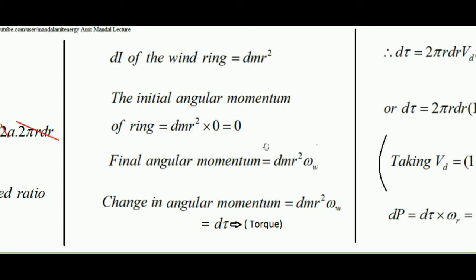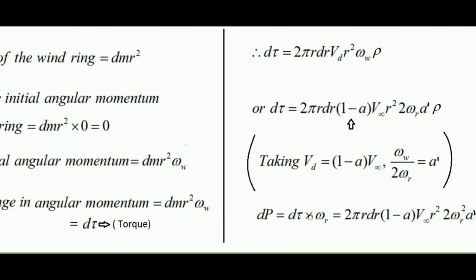Now what is the change of momentum? That is the difference of the two. So ultimately I will get this, because this minus 0 will be this. Now this is happening per second. Per unit time some mass flow rate is occurring over that ring. Therefore the rate of change of angular momentum with respect to time is what torque is. So this is the applied torque on that thin ring we are considering. So that is equal to d tau.